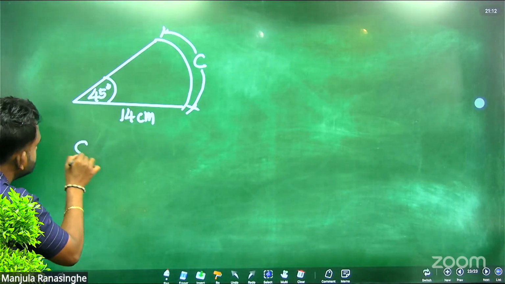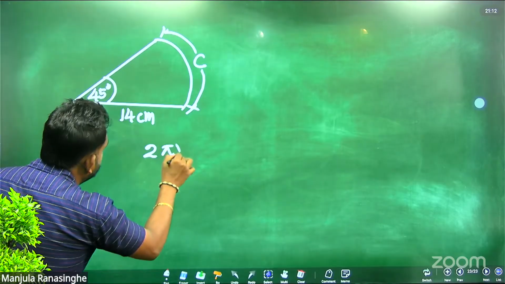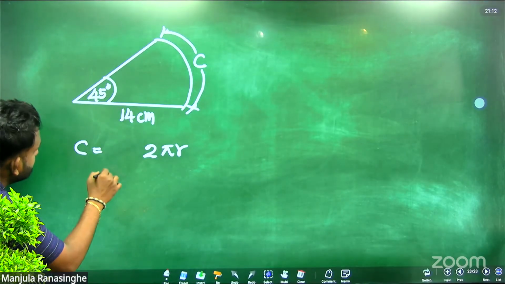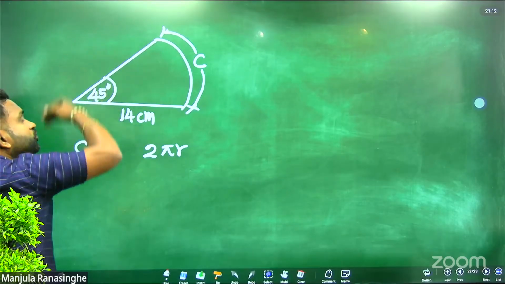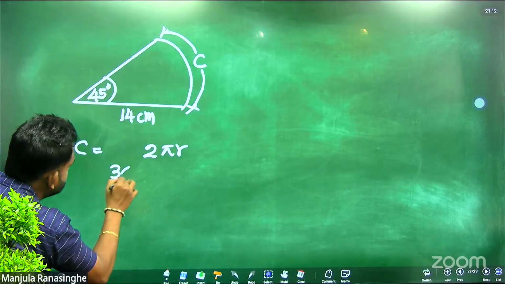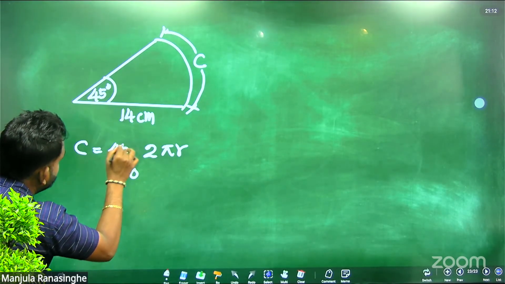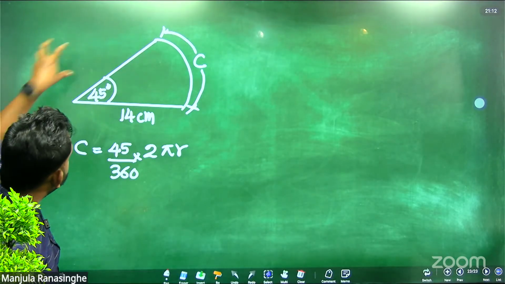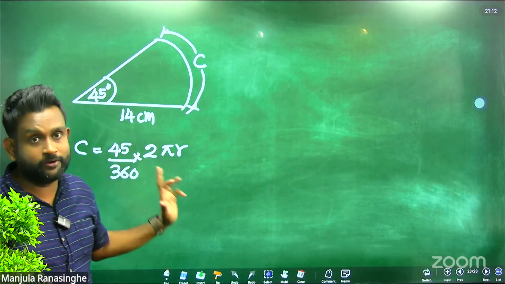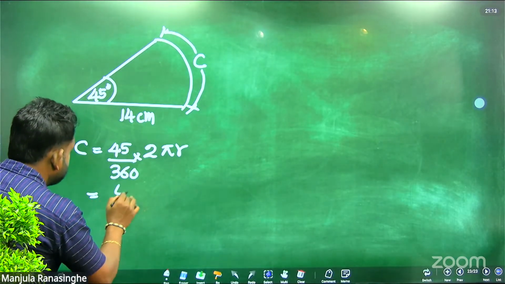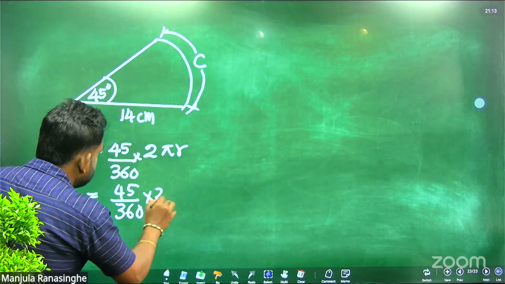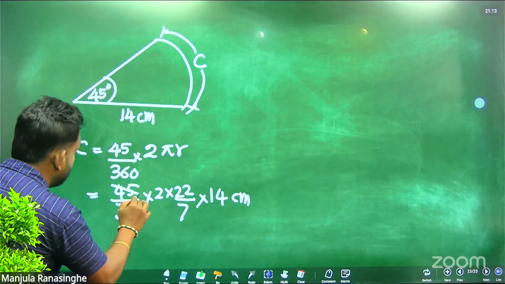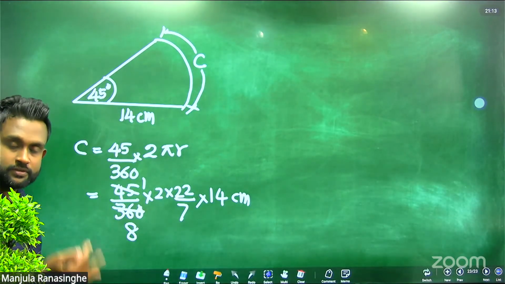We know that for a full circle, the arc length formula is 2πR. This is 45 degrees, so this portion is a fraction of a full circle: 45 from 360, multiplied by 2πR. You can directly memorize that 45 degrees is 1/8 of a full circle. Now simplify 45 upon 360 into 2 into π into R, where R is 14 centimeters. 45 1, 45 8. Remember it that way, then the simplification would be easy.